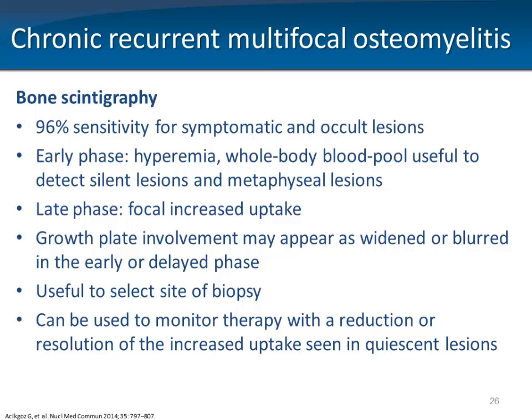Literature data is very convincing. Bone scan has a 96% sensitivity for symptomatic and occult lesions. The early phase typically shows hyperemia or blood pool. This can be useful to detect those lesions that are close to the metaphyseal areas, because they can be somewhat difficult to interpret on late phase imaging. But late phase imaging typically should also show you an increased uptake that is focal.